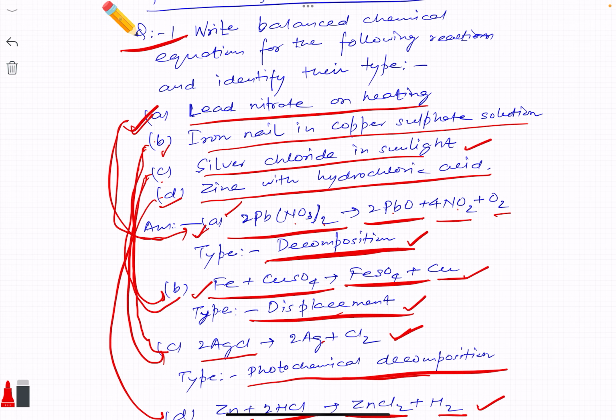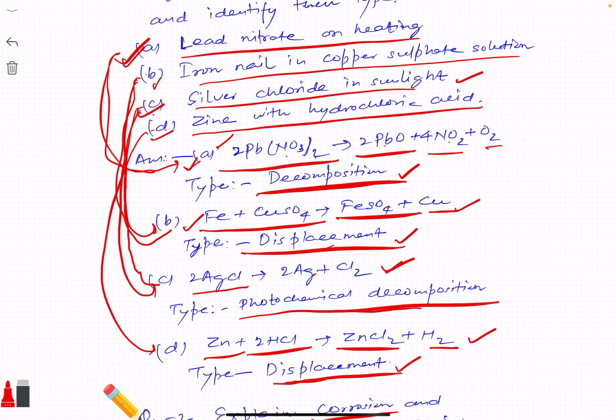Question number C, silver chloride in sunlight. When silver chloride is in sunlight, it decomposes to Ag + Cl2. This is a type of photochemical decomposition.